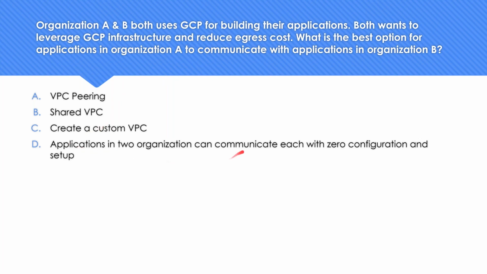Applications in the organization can communicate with each other, sorry, I made a mistake here, between each other with zero configuration and setup. So this is not going to work. Only if it is a default VPC will it work within the same project, not between two different organizations. So A, as most of you mentioned, is a good choice. And I wanted to hint that shared VPC is within the organization. The moment it goes between two different organizations, VPC network peering automatically jumps in. Okay, so option A is the good choice, folks.